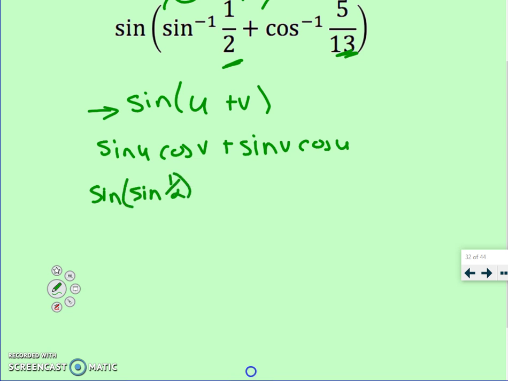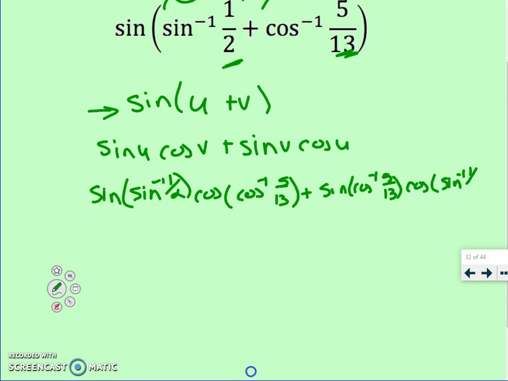1/2 times cosine of cosine inverse of 5 over 13, plus sine of cosine inverse of 5 over 13 times cosine of sine inverse of 1/2.